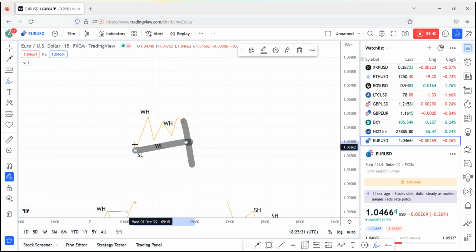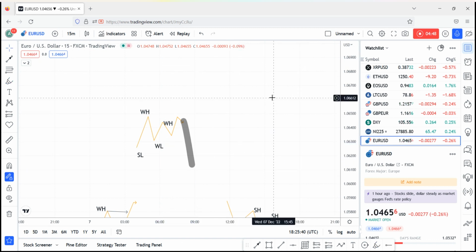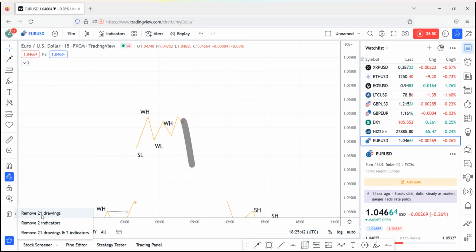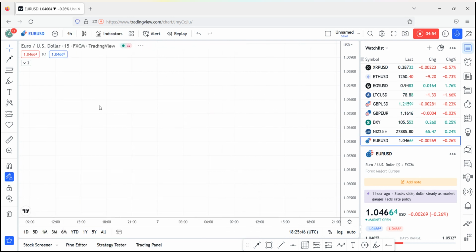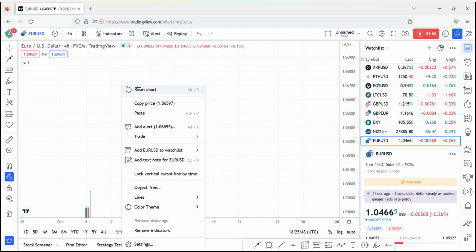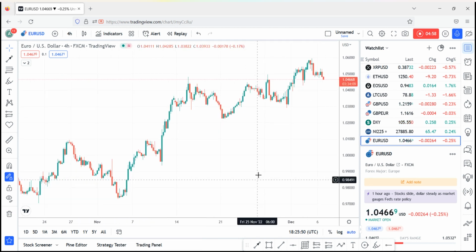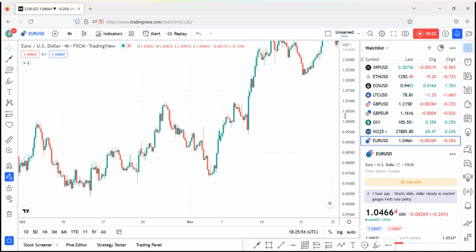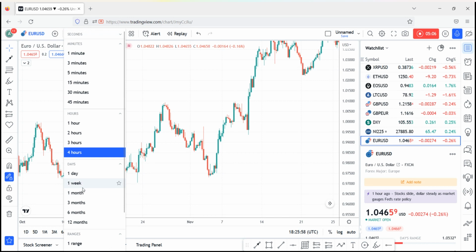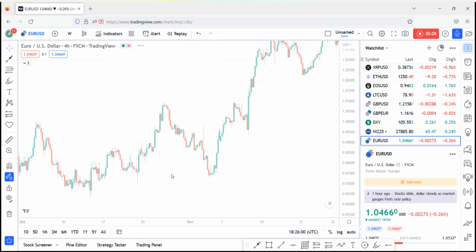And what is this? This is an internal structure, and you can't trade this as a valid demand and supply zone, right? So I will be explaining on the live chart, and then you will better understand how you can mark weak highs and strong lows. Right. So now let me go on the daily chart. You will better understand.